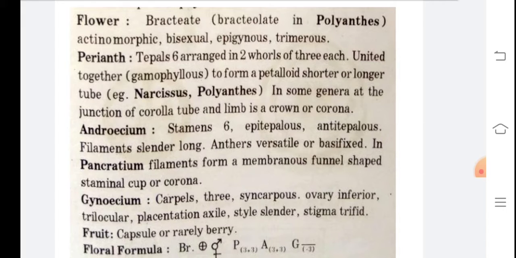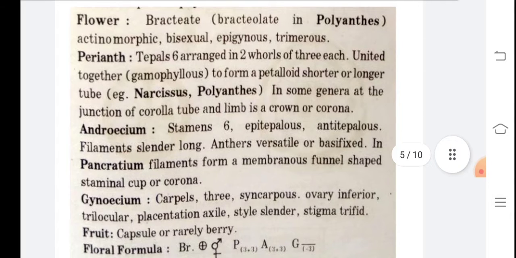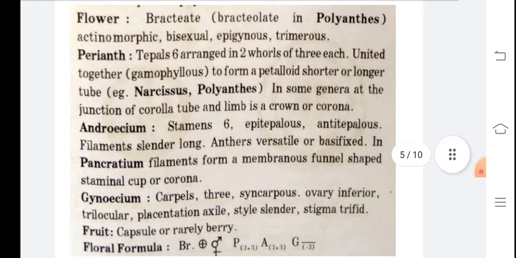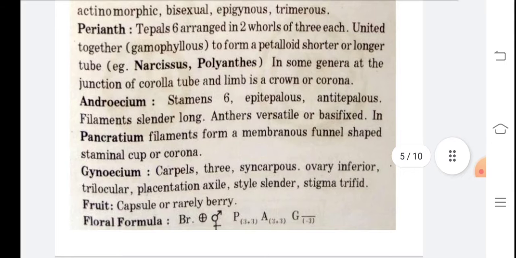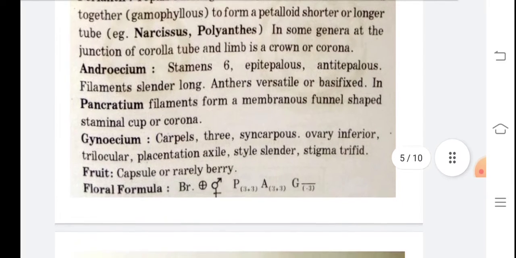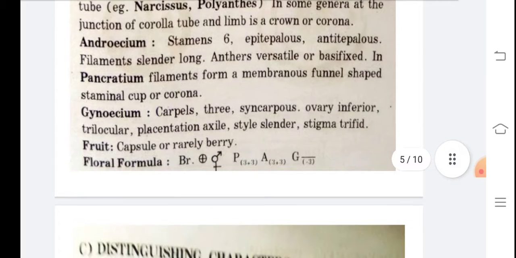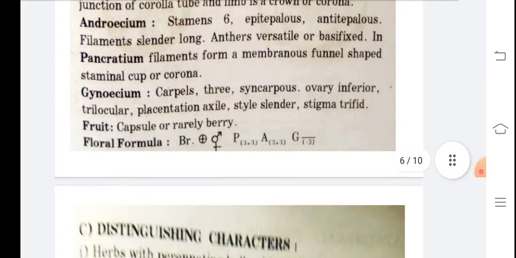Then the petal is shorter or longer in the Narcissus flower and the Polianthes. We have selected the photographs in the last. Then in some genera, at the junction of the corolla tube and the limb, a crown or corona is present. In some other examples too. Then androecium stamens are 6 attached to epitepalous. Here the word is epitepalous. You remember. Just as we say epipetalous, we say epitepalous, right?